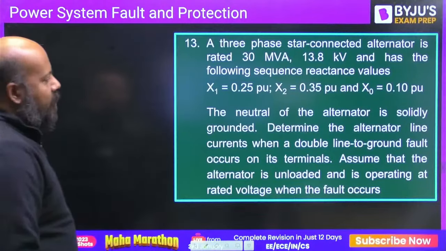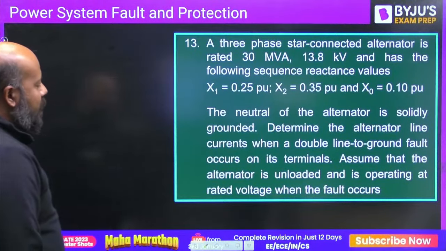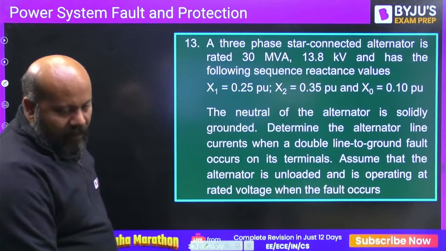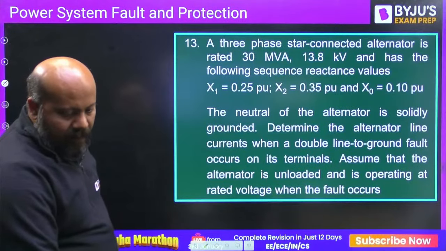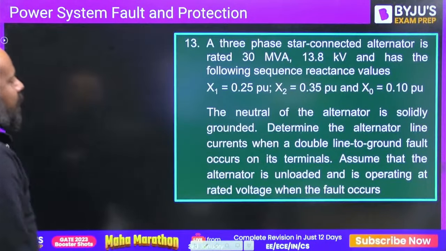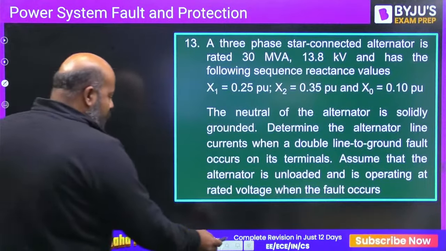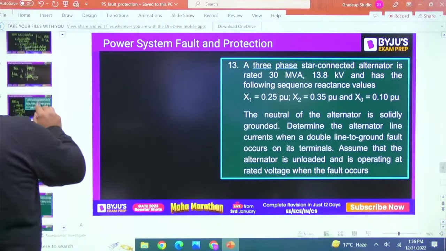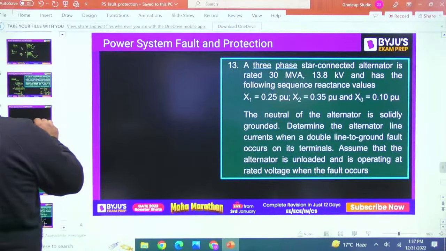Let us see this question about the double line to ground fault. In this, basically, you have to apply the formula. Let me give you the equation for double line to ground fault.